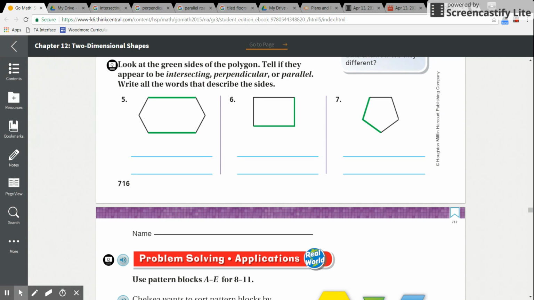Number 5, the top and the bottom are definitely parallel. They're going to go on forever and never touch. Number 6, these are intersecting and perpendicular because this is a perfect L right there in the corner. And over here, this corner of this pentagon, these are just intersecting.